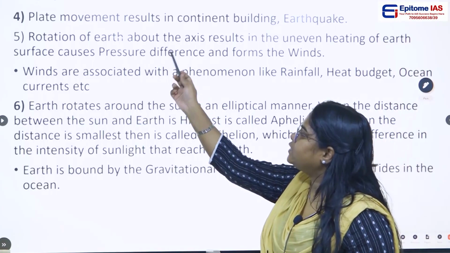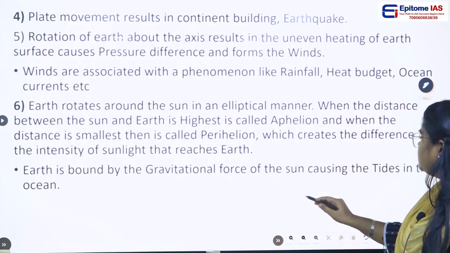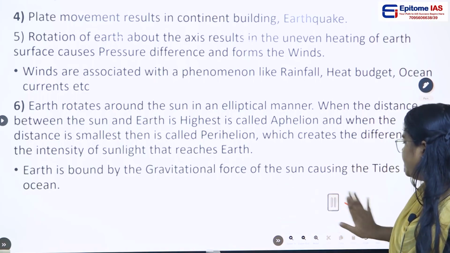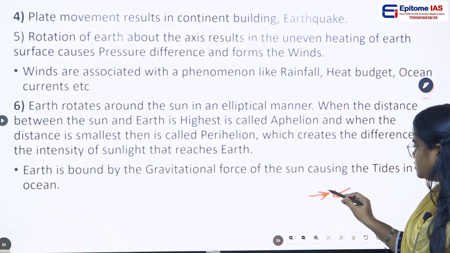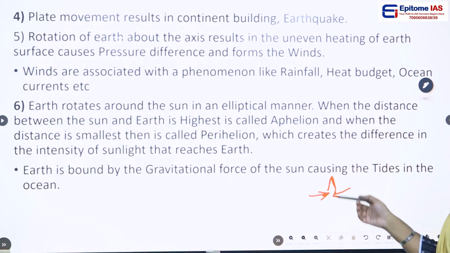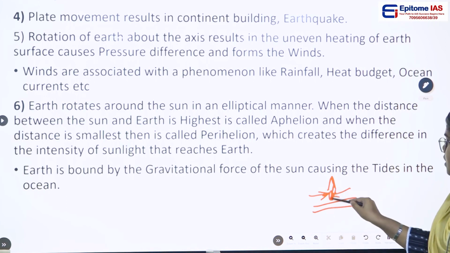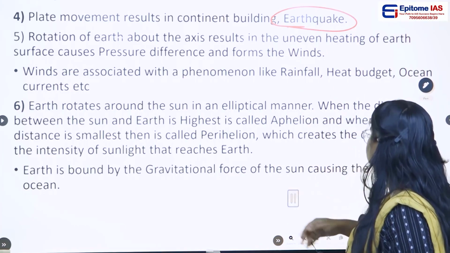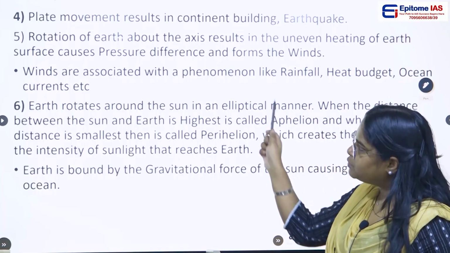Then plate tectonics: plate movement results in continent building and earthquakes. We already saw what happens when the plates are moving. Let's say when two plates are colliding with each other, we usually read that a fold mountain will be forming, right? So this plate movement helps in continent building, and sometimes this particular boundary will be having earthquakes. So the surface of the Earth is influenced by the plate movement. So this point is also there.